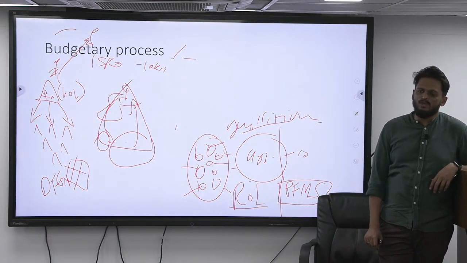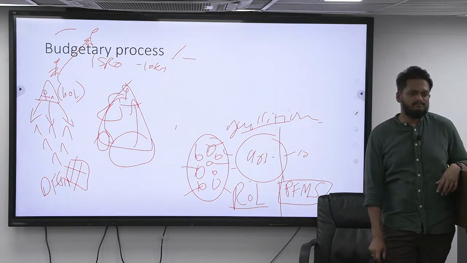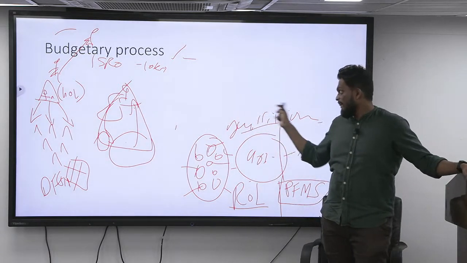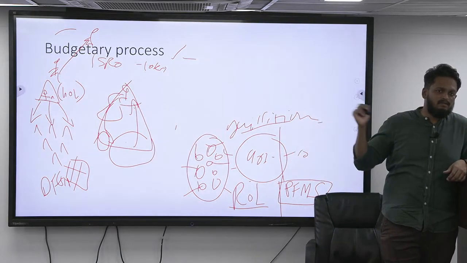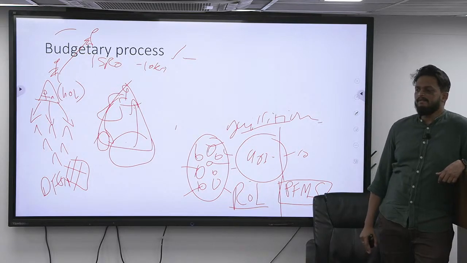Once that discussion is over, then we can consider the whole long process to be complete. This is how the budgetary process happens. Everybody understood what this whole process is? Any questions in budgetary process?